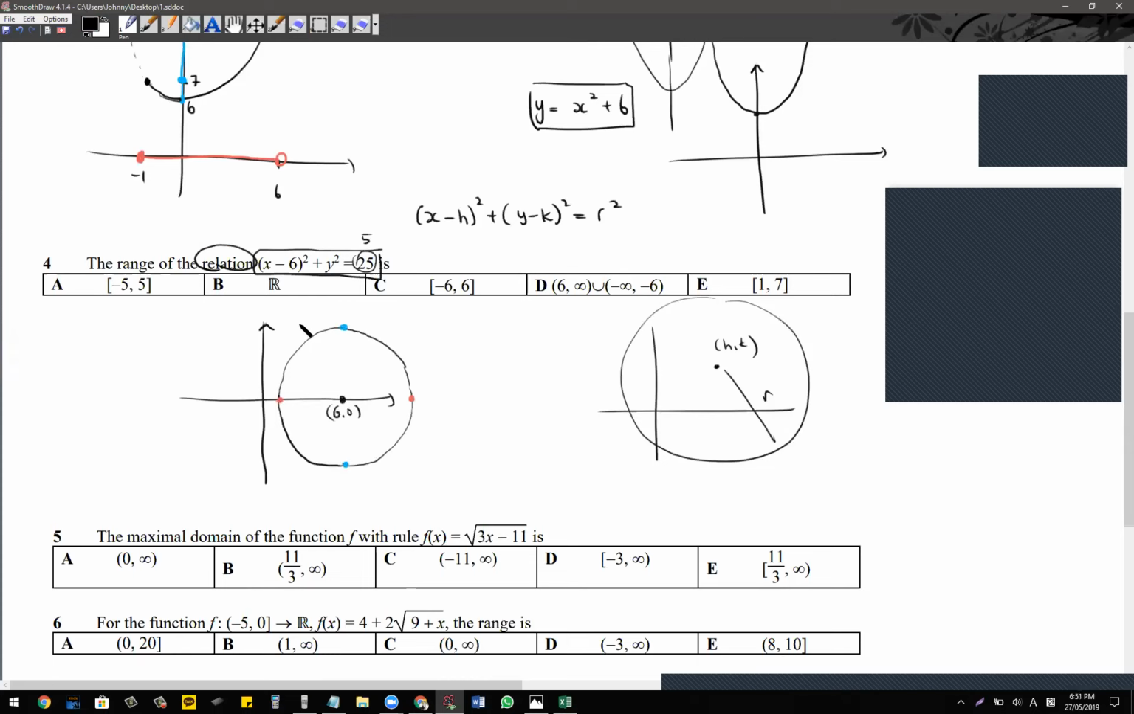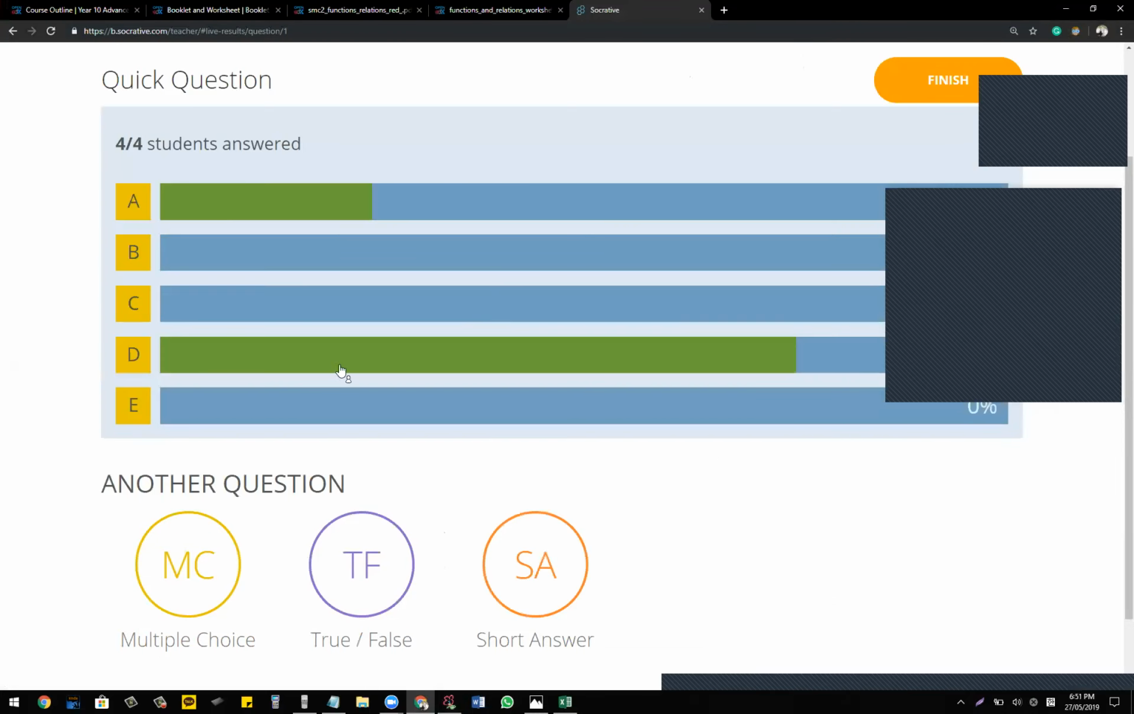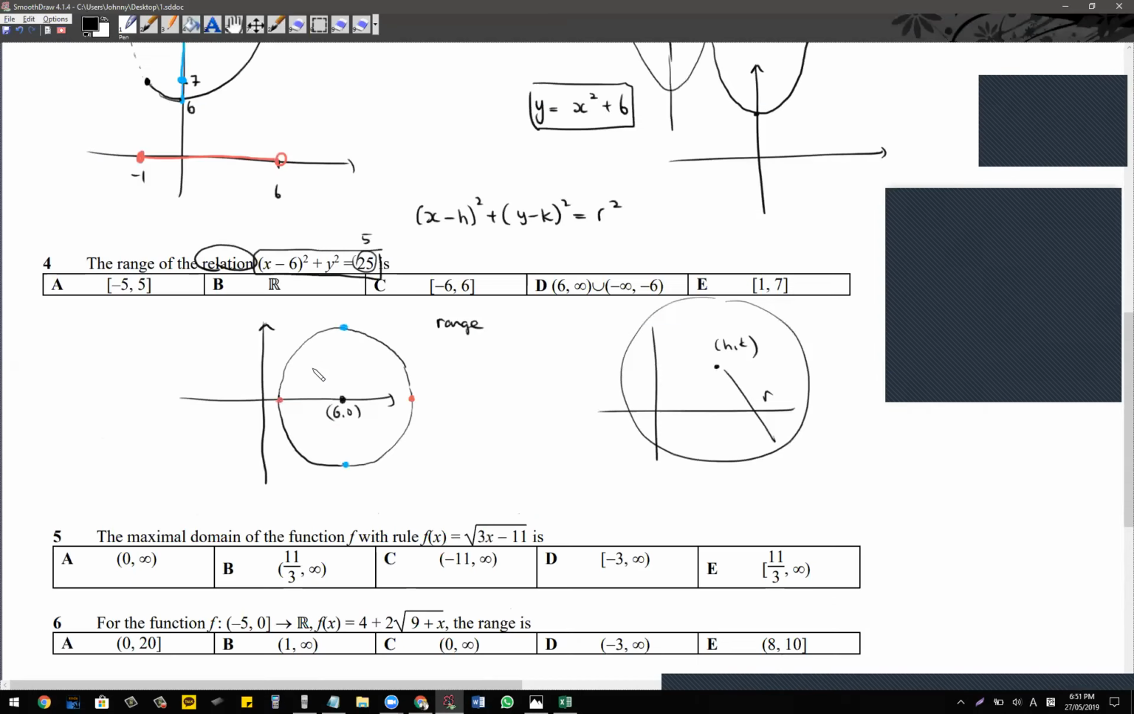Understand? So what is the range? I want you to work out the answer. Pretty simple one. Go for MCQ here. I want you to think about the domain as well, but you don't have to answer that. Just figure out the answer, please. What is the range? Range is from there to there.